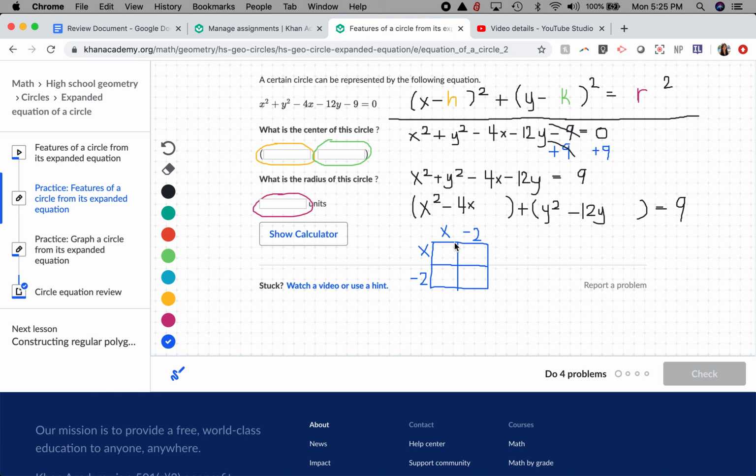So let's go ahead and multiply these terms together. So x times x will give you x squared. X times -2 will give us a -2x.